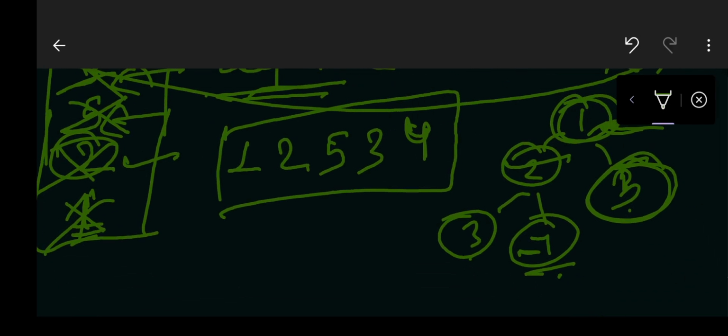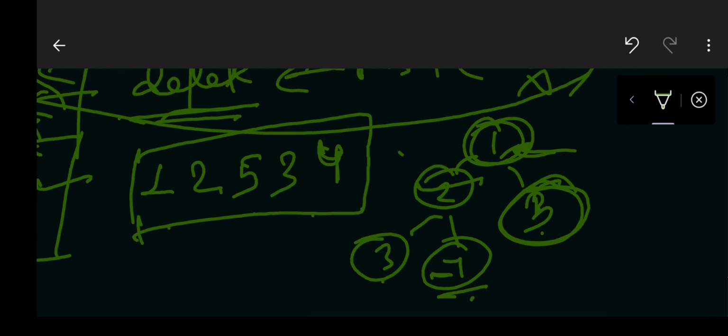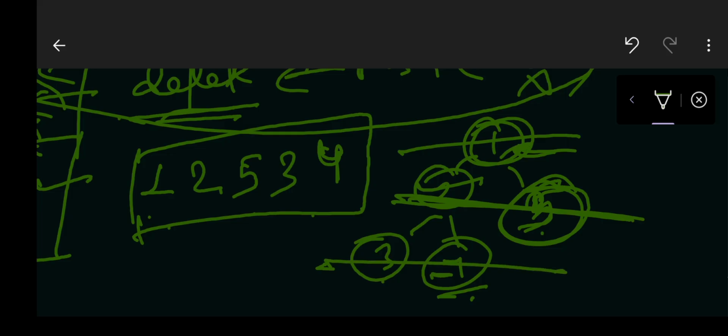What did we get as our output on the terminal? We got 1 2 5 3 4. What's going to be the BFS output of this graph? 1 2 5 and then 3 4, so 1 2 5 3 4. You got the same output. This is how you do BFS.